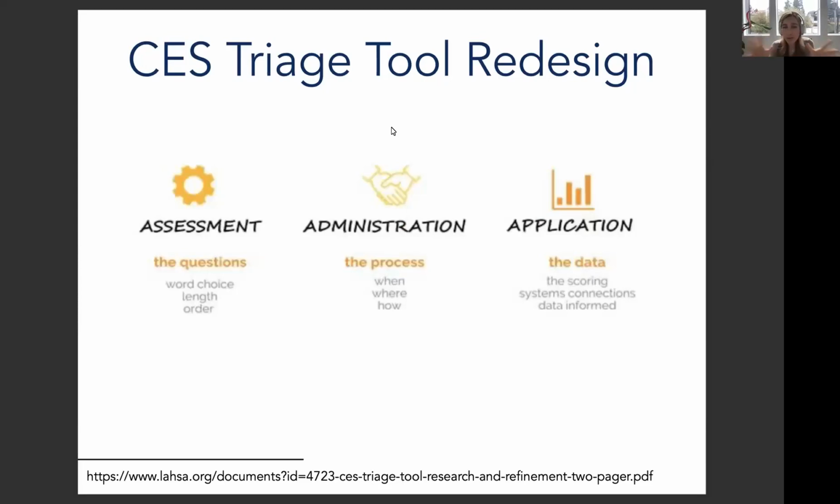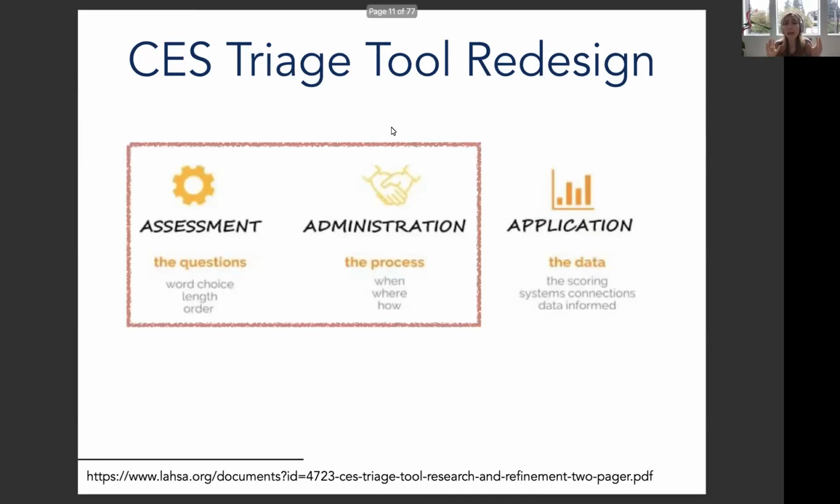In this project, there were three types of things we were looking at. One was the assessment, which is the survey that I mentioned, looking precisely at the choice of words, the length of the questions, and the order. This is a qualitative analysis of the survey, aimed at seeing whether it is possible to improve it. And same for administration. In the administration, we look at the process: when, where, and how is the survey conducted? Are we comfortable with how things are done?